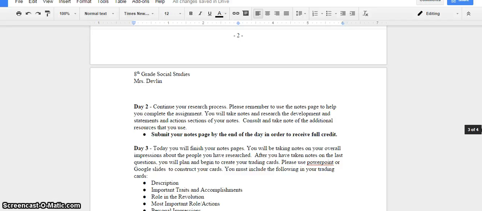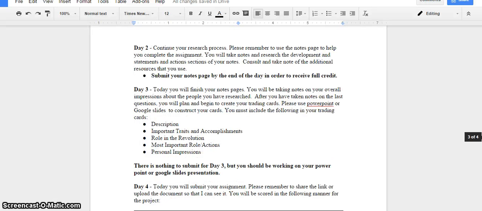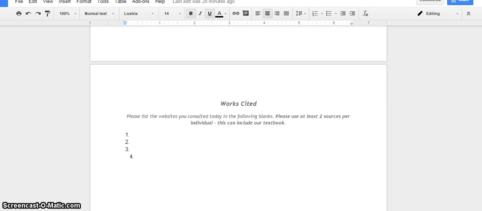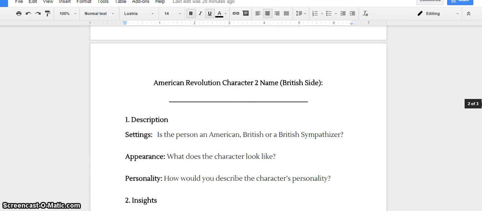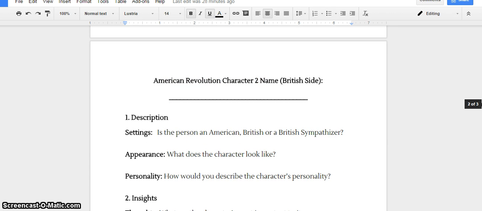So, on day 3, let's see what it says here. Use PowerPoint or Google Slides. So we need to include the following on our trading cards: a description, the most important traits and accomplishments, the role in the revolution, most important role, and personal impressions. Now, if you look at those note sheets, guess what? Insight, description, they already match. How cool is that? I planned it out for you.